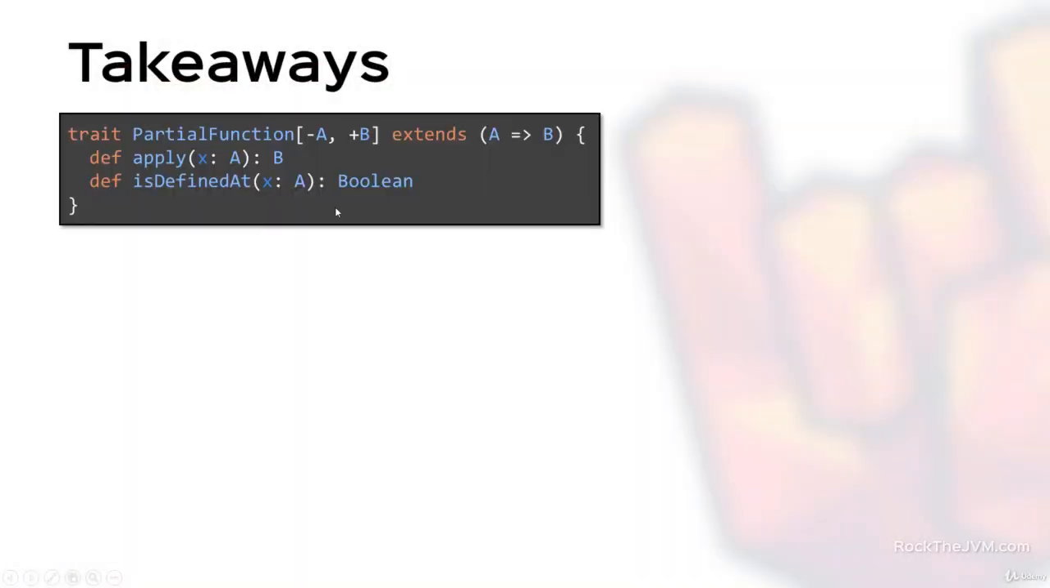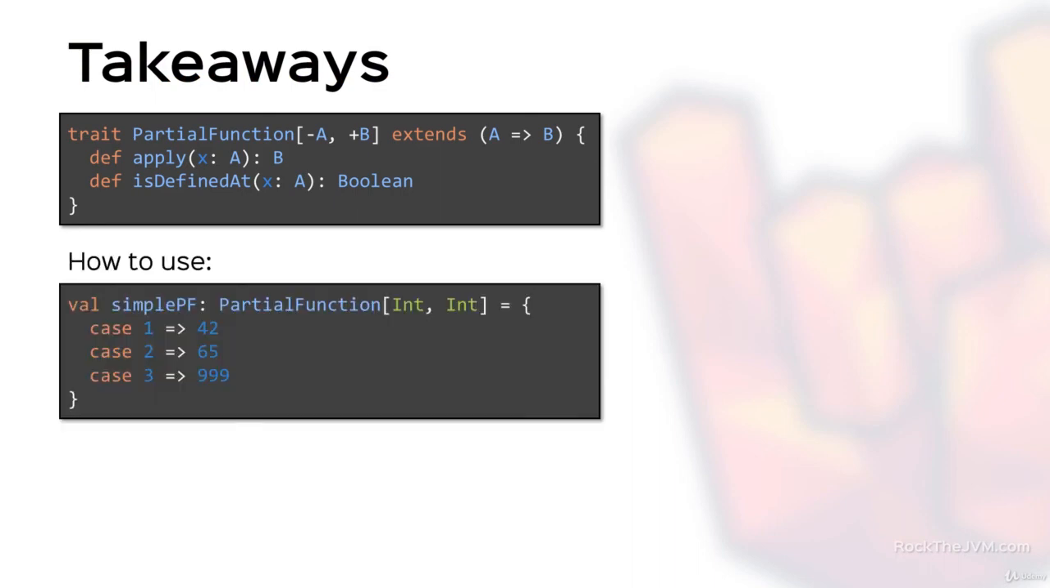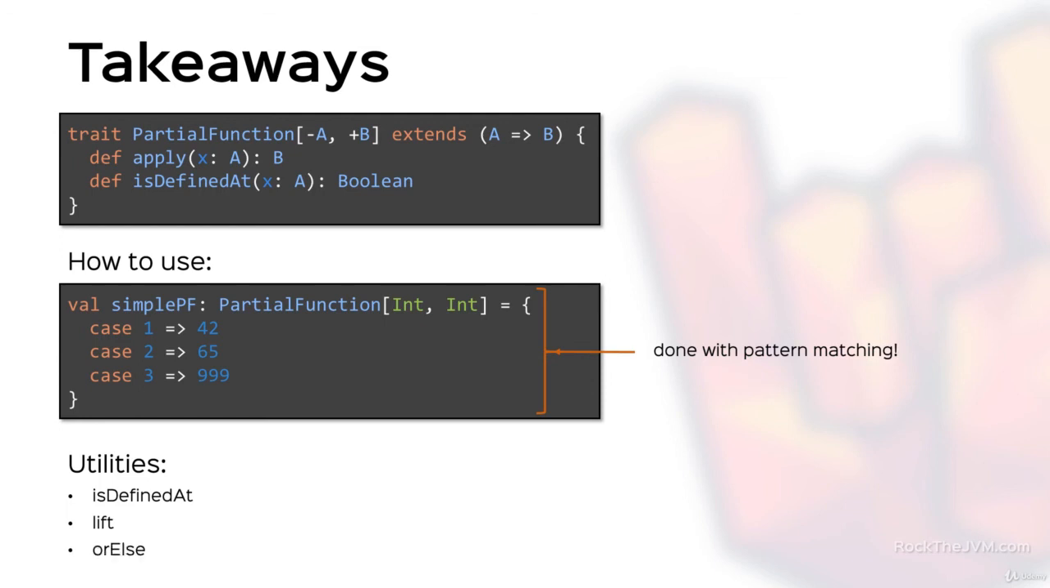All right, so what have we learned? We discovered partial functions as things which can take as parameters only a subset of a given domain. We've learned how to use them as partial function literals, which run on pattern matching. We've also seen a number of utilities that allow us to see if a partial function is defined on a given argument before it blows up in our face, a way to turn a partial function into a total function, and a way to compose partial functions.